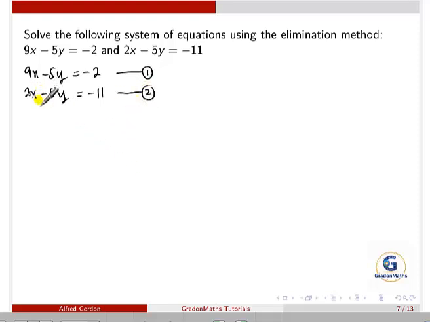Here, let's check if one of the variables has the same coefficients. Yes, we can see that y has the coefficient negative 5 here, and y here has the coefficient negative 5. So be very careful when you check your equations. If it happens this way, then you'll be able to follow through.